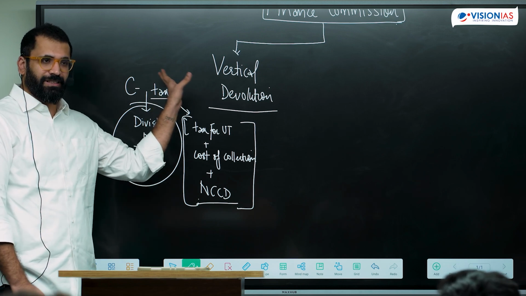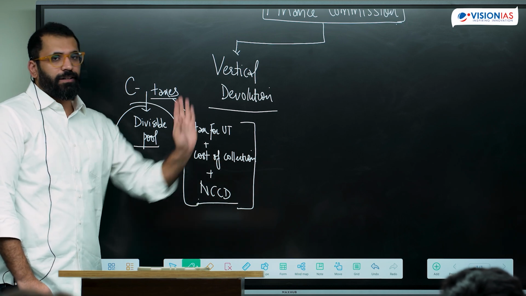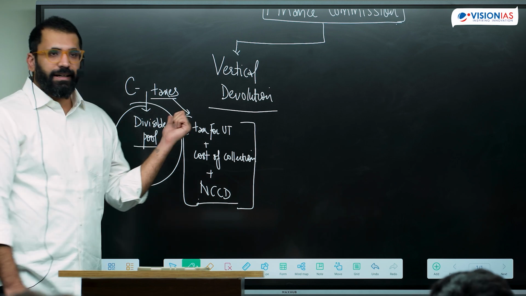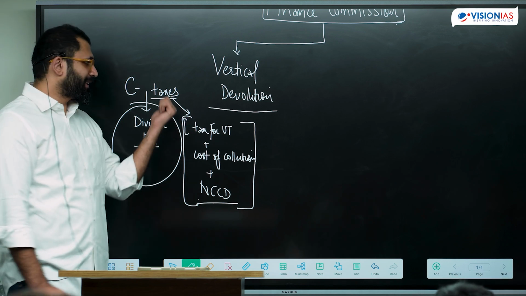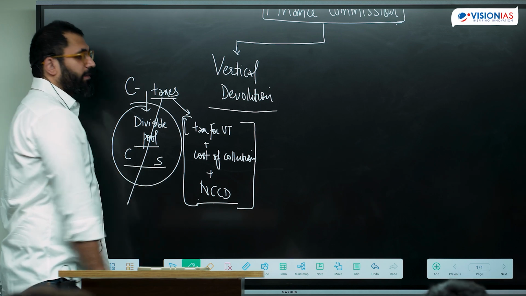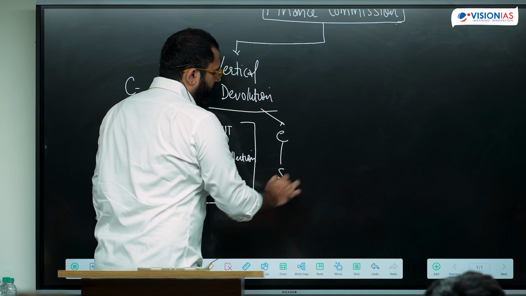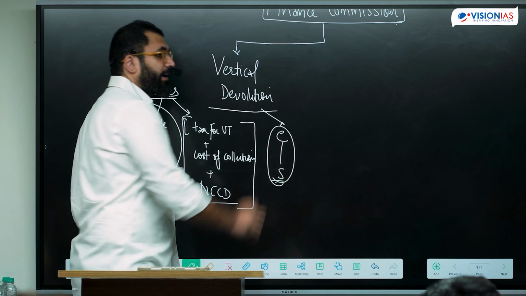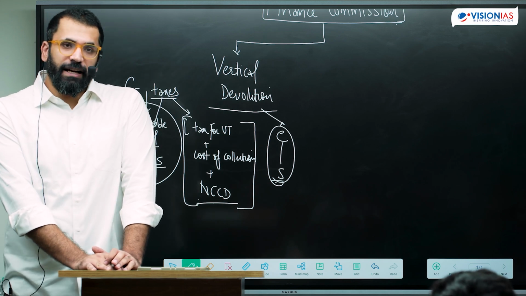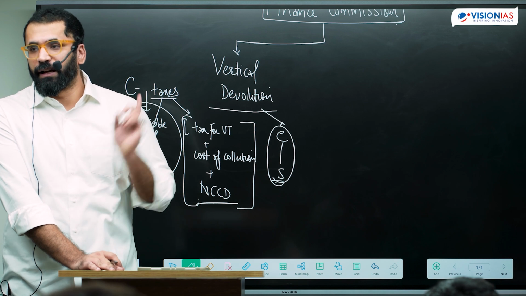So from the total tax which the center has collected, remove the tax for union territories, the cost of collection and the money given to the calamity fund. All three will be removed and we get the net tax which the center has collected. This net tax is divided between the center and the state. This is what is referred to as vertical devolution, where the divisible pool is divided between the center and states. How much of this fund should be given to the states is determined by an independent commission set by the center called the Finance Commission.